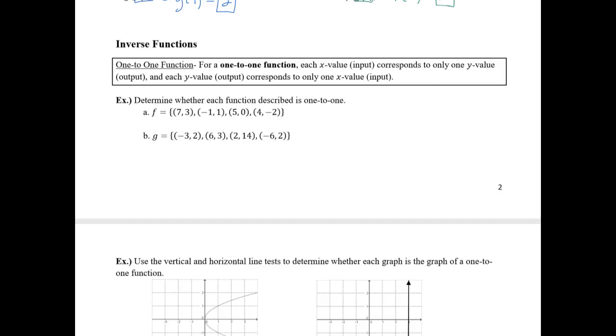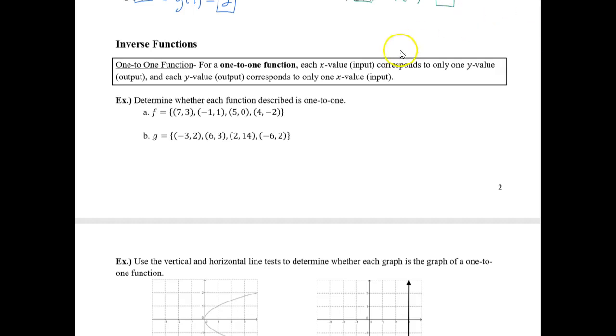Alright, so this next part we want to talk about inverse functions. But before we can talk about inverse functions, we have to know if a function is one-to-one. For a function to be one-to-one, that means for each x value or input, it can correspond to only one y value, and for each y value, it can correspond to only one x value.